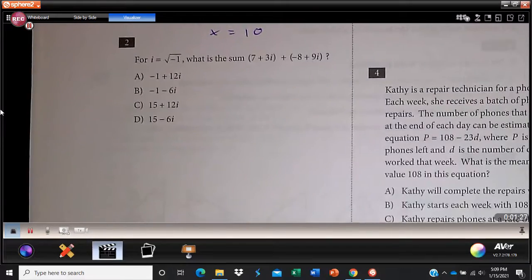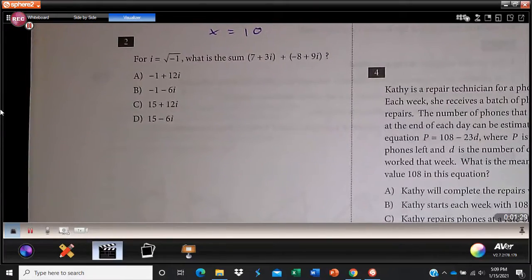Okay. Question 2. For i equal to the square root of minus 1, what is the sum of 7 plus 3i plus negative 8 plus 9i? Okay, so don't freak out about this. This is a complex number question. So i, if you're familiar with that, is the imaginary number, but we're just adding two complex numbers together.